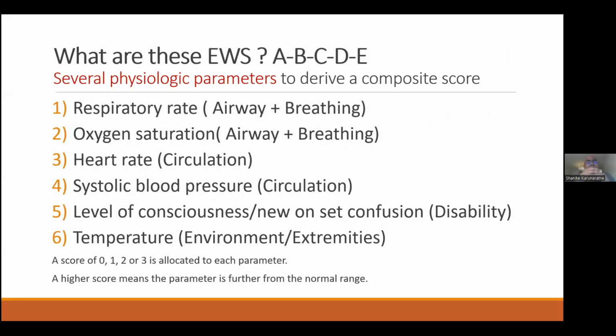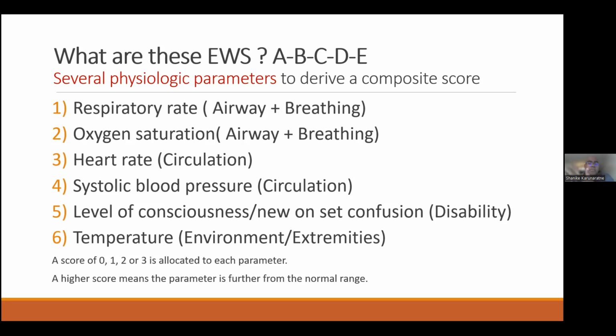So we learn what these early warning scores are. Very easy to remember, there are several physiological parameters. Remember them as A, B, C, D, E. From airway and breathing, we have two parameters, the respiratory rate and oxygen saturation. And C is for the circulation, for which we measure the heart rate and systolic blood pressure. And D is the disability or level of consciousness, and we usually measure it by the AVPU scale. That is, we check whether the patient is alert, verbally responding, responding only to pain, or unresponsive.